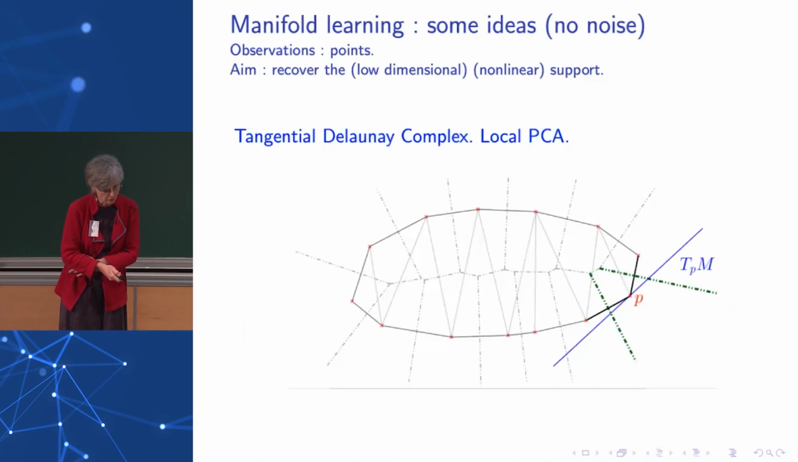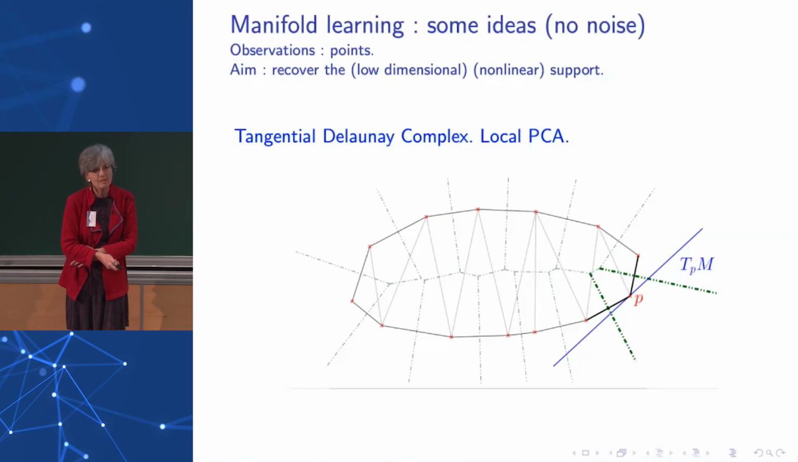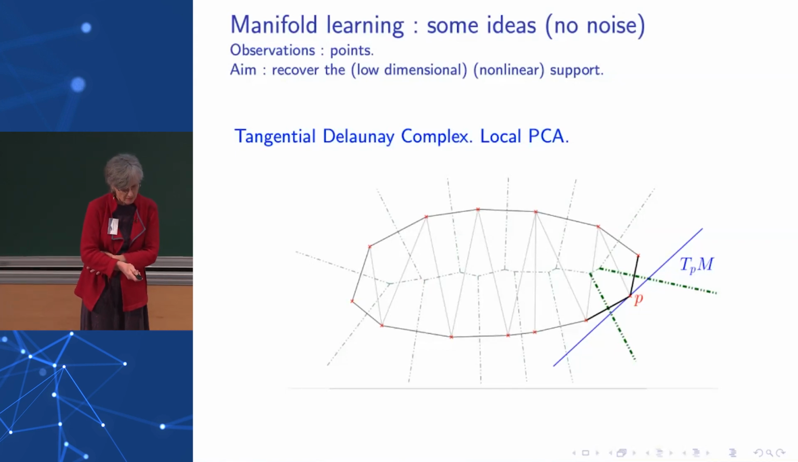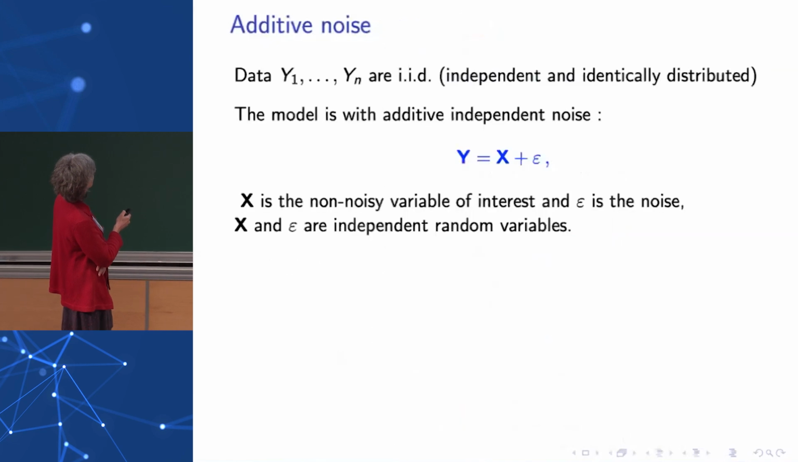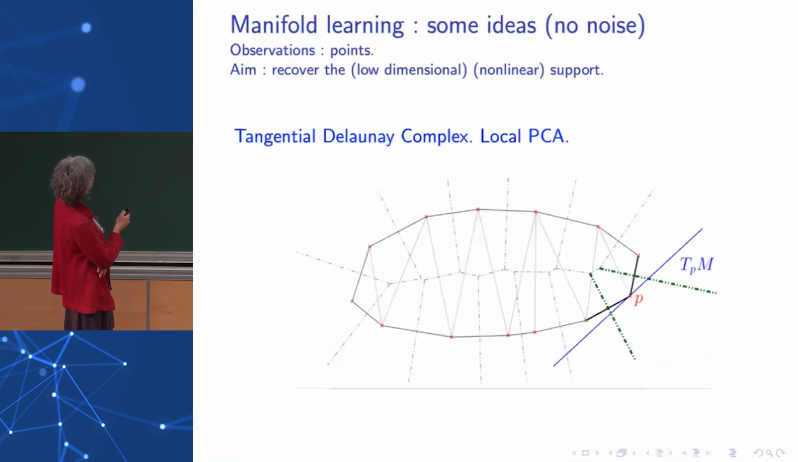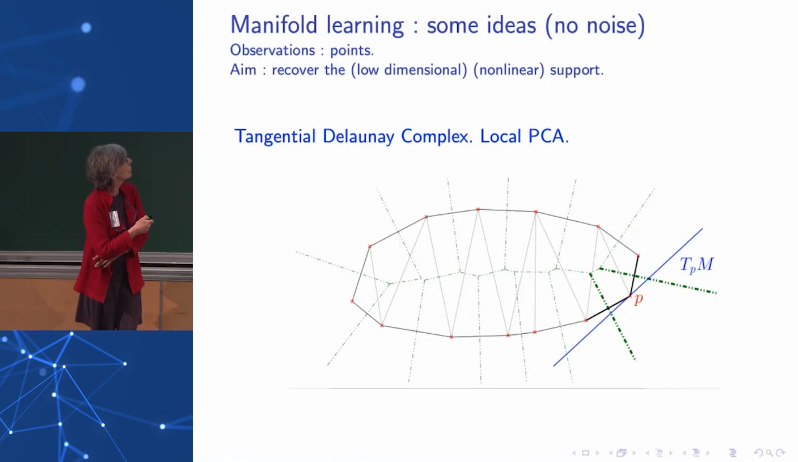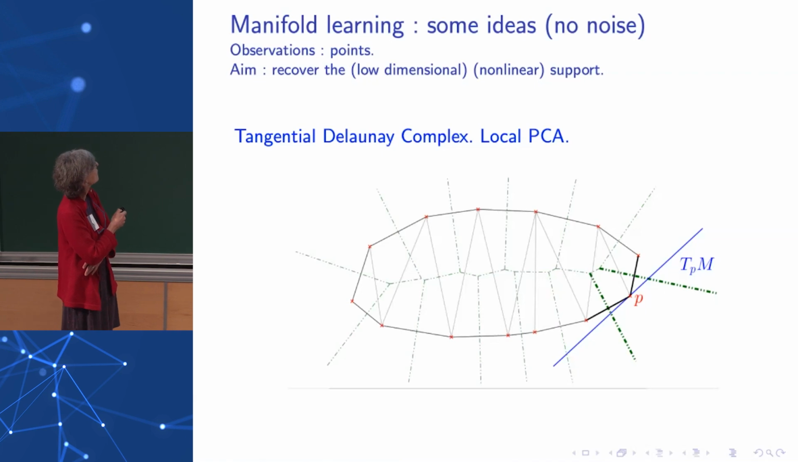Another idea was to use what's called the tangential Delaunay complex and local principal component analysis. The idea is, when you have the points, with the points you make the Voronoi diagram. Then when the points share the same Voronoi frontier, you put an edge between them, and then you use the tangential space if you know it, and if you don't know it, you estimate it using local PCA. If you have many points, then you can recover the structure.